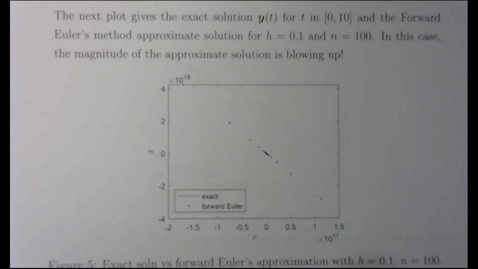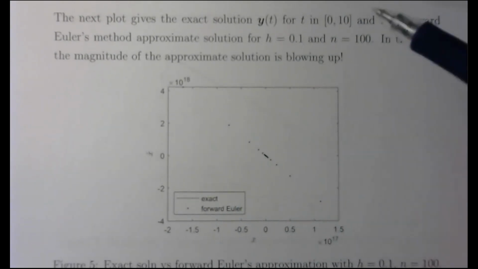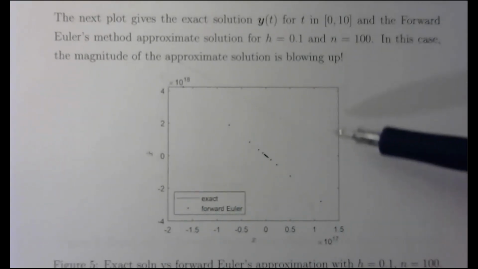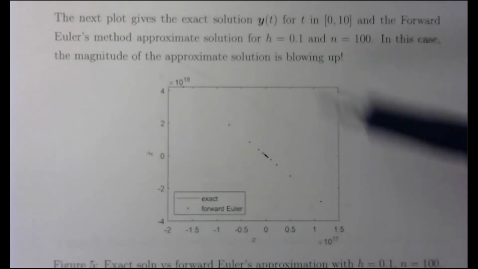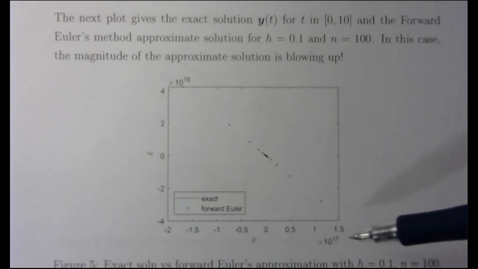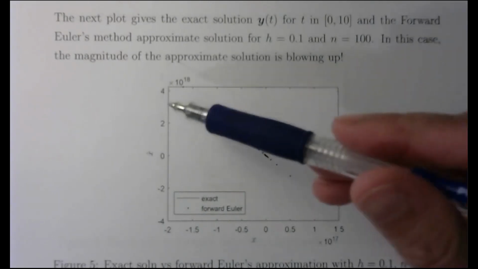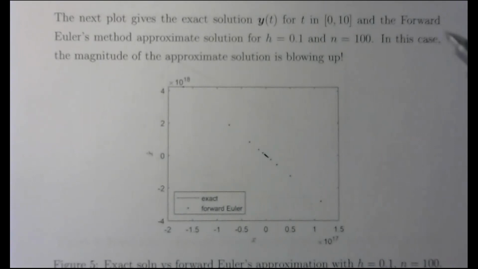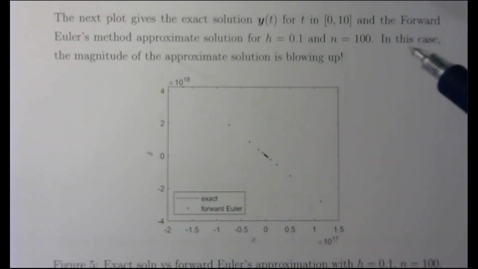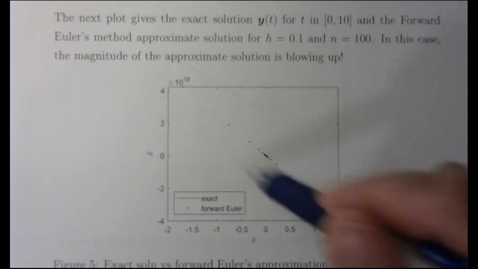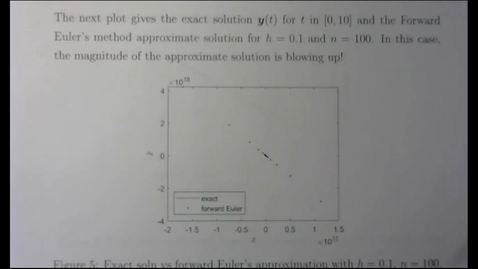So that forces my n to be 100 to keep going up to a max time of 10. Stuff goes pretty poorly, right? Look at these axes. 10 to the 18, 10 to the 17 means the solution is blowing up in two directions at once. It's a big disaster. We can't see the exact solution, obviously, because it's 18 orders of magnitude smaller than this plot, and bad things have happened, right? So why? Why did bad things happen?